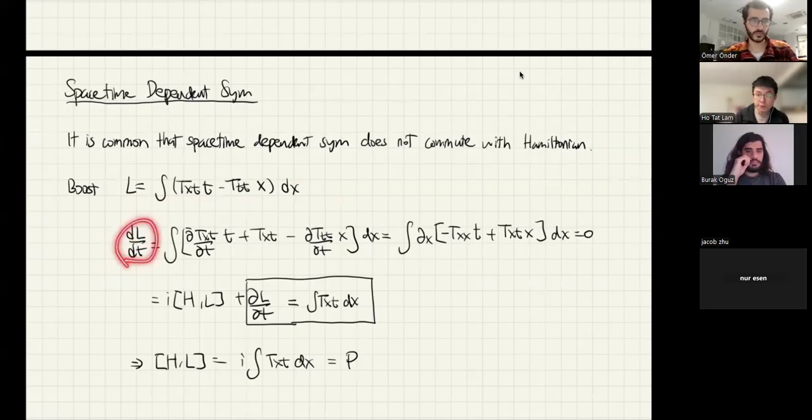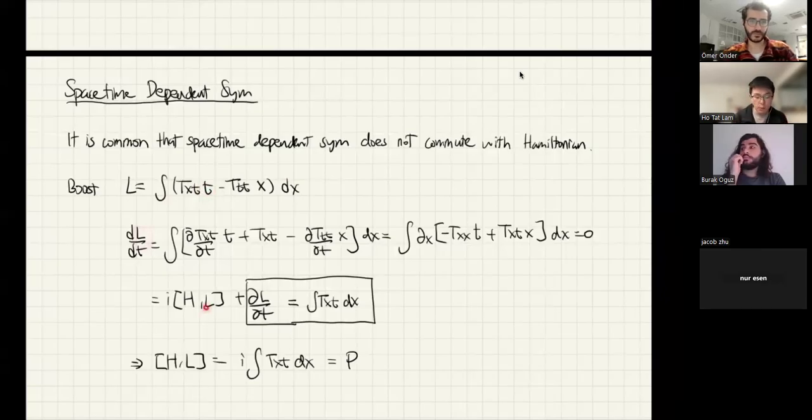But the total derivative actually receives two contributions. One is a partial derivative, and one is the commutator with the Hamiltonian. And because it has explicit time dependence, the partial derivative is actually non-zero. And this is nothing but the momentum, right? This is the integral of the momentum density. So this gives you the momentum. So here we can see that we can have a conserved operator, even though this operator doesn't commute with the Hamiltonian.